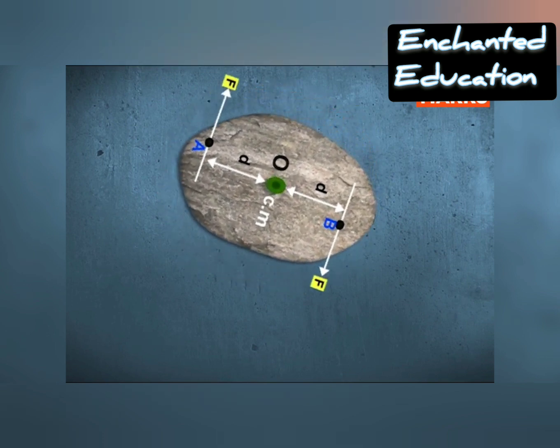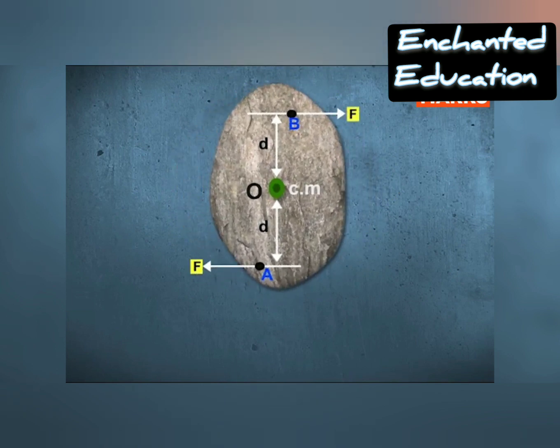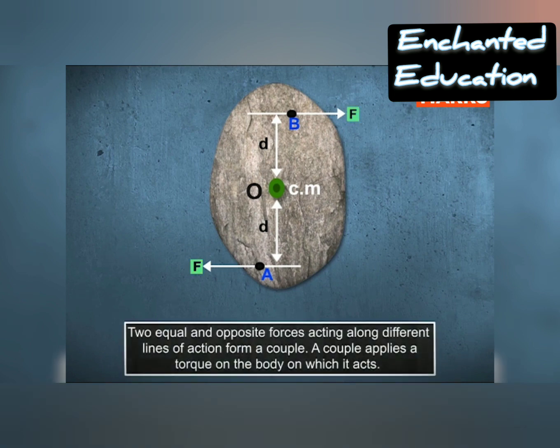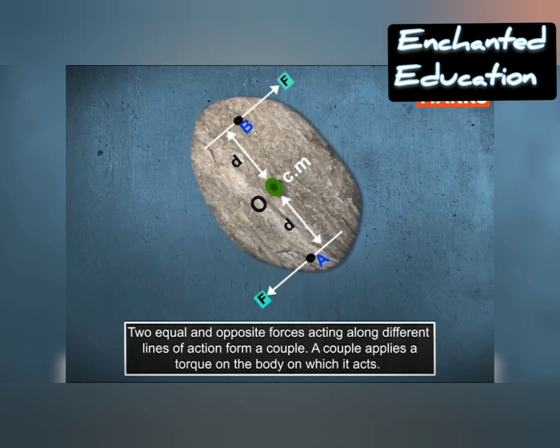Suppose a body is pivoted about an axis through its center of mass. Two equal and opposite forces act in opposite directions such that their lines of action do not pass through the center of mass. Two equal and opposite forces acting along different lines of action form a couple. A couple applies a torque on the body on which it acts.